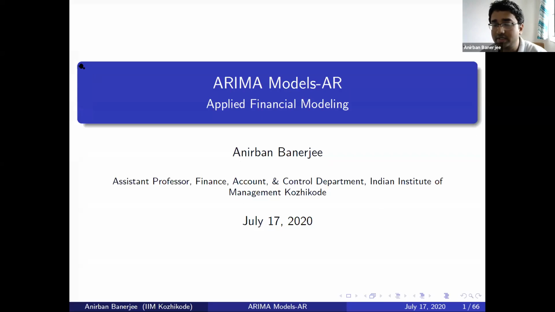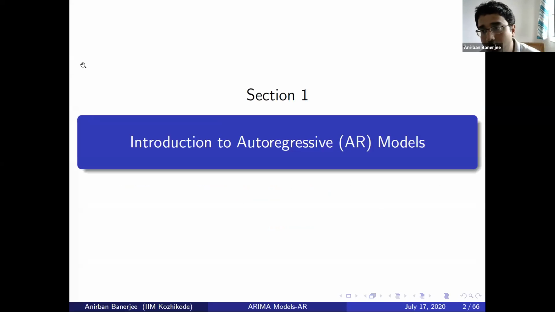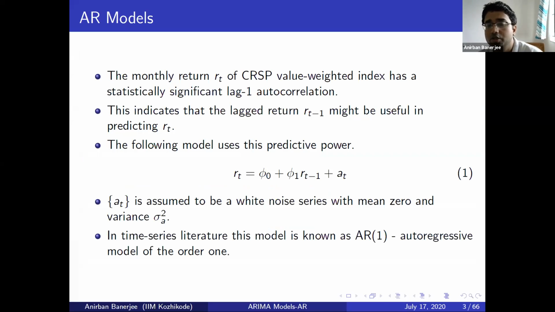So this is the material on AR series. What is an AR series? AR stands for auto-regressive. So what did you observe so far? Based on the data we had, we saw that the monthly return R_t of the CRSP value weighted index had a statistically significant lag 1 autocorrelation. Forget about the higher orders. At least lag 1 autocorrelation was statistically different from 0. This indicates that the lagged return R_{t-1} may be useful information in predicting R_t.